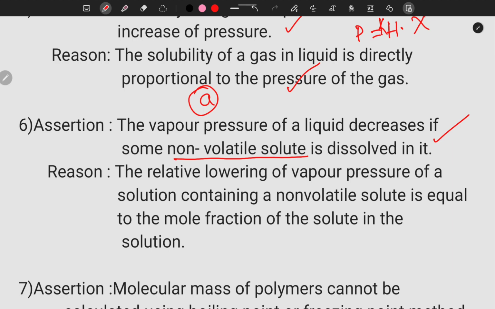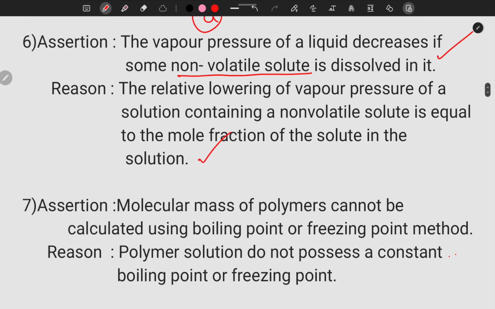Statement is correct. Reason: the relative lowering of vapor pressure of a solution containing non-volatile solute is equal to the mole fraction of the solute in the solution. This statement is correct because this is the first colligative property, but reason is not the correct explanation of assertion. So our option is option B.